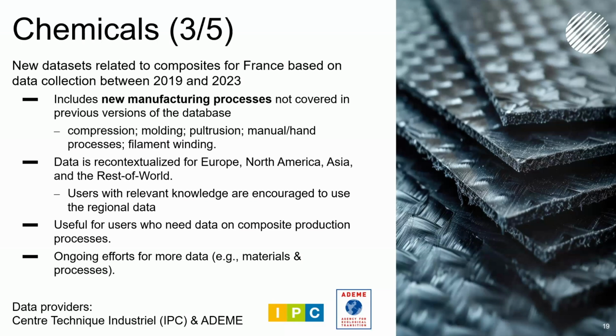The update covers several types of manufacturing processes used for composite materials, including compression molding, pultrusion, manual processes, and filament winding. The French data was recontextualized to rest of Europe, North America, Asia, and rest of the world to enable a more representative data for users operating outside of France. This data is useful for users who want to model the production of composite materials, which is particularly relevant for the automotive and aviation industries, for example.